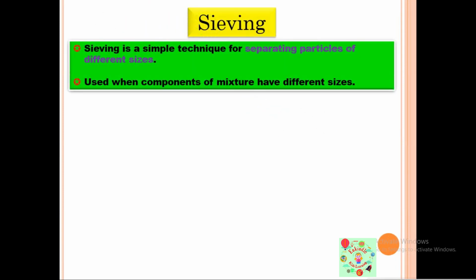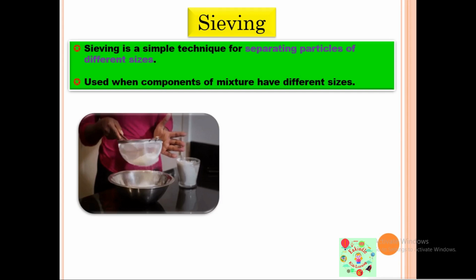Sieving is a simple technique of separating particles of different sizes. This is used when components of a mixture have different sizes. Let's take an example. You might have seen your mother doing this almost every day before making chapatis. What happens during this time? The finest particles from this wheat flour will fall onto this bowl, whereas the impurities, which are slightly bigger than this atta, will remain on the sieve.